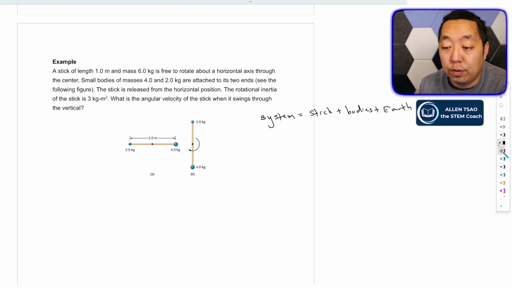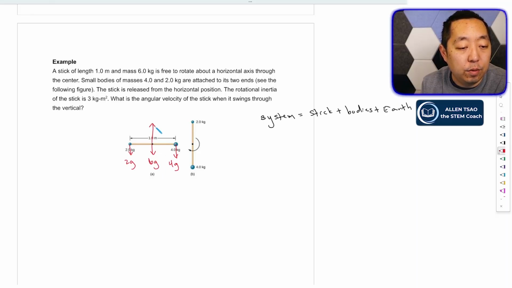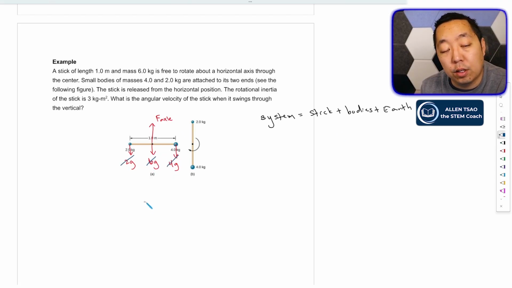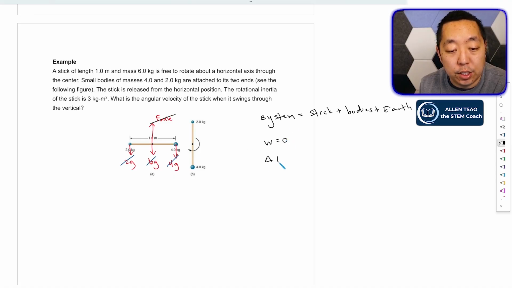So now we want to draw our free body diagrams. So we're going to have gravity. And then the stick has a mass too, also of 6 kilograms. And then there's an axial force. And that's it, right? None of these forces do work because we've included the Earth in our system. And the axial force isn't going to do any work because it's not moving, right? The displacement is 0. The axial is just staying right there. So we know the work is 0, right? So therefore, the change in energy is going to be 0.